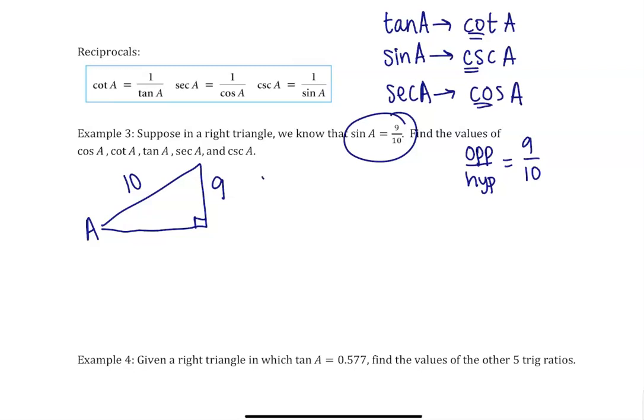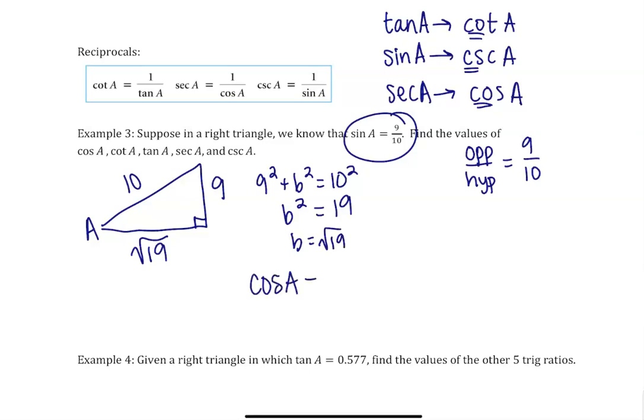Then I can use the Pythagorean theorem to find the missing side. 9 squared plus b squared equals 10 squared. So when I do 10 squared minus 9 squared, I get 19. I could give a decimal, or I could just leave the square root of 19. In these particular problems, it's not a bad idea to just leave the square root. It's not necessary for you to get a decimal here. That's perfectly fine. And now we can find all the values that we need.